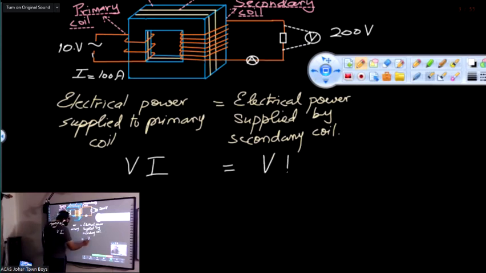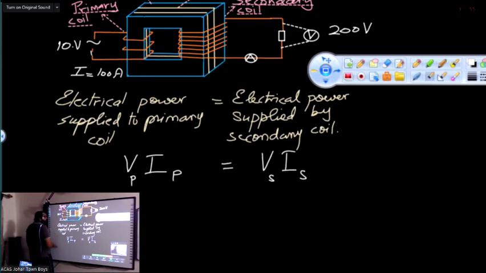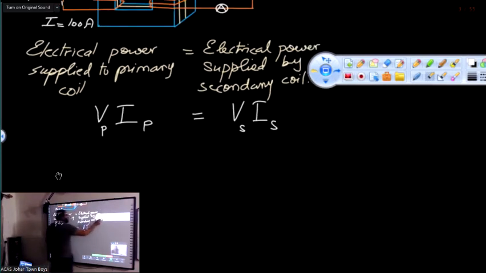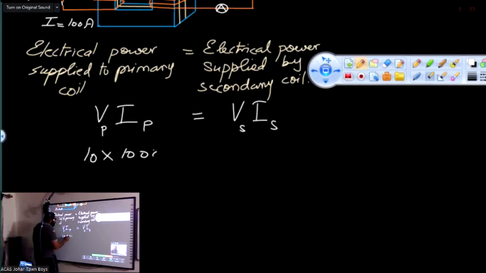जो इलेक्ट्रिकल पावर ये सप्लाई कर रहा है वो भी हमारे पास VI होगी। बस फर्क क्या होगा कि इधर I can write VP IP, that's a primary coil voltage and current, और इधर I'm going to write VS IS, that is the secondary coil voltage and current. Now, if I have this value over here, which is 10 times 100, so answer comes out to be 1000. So that means that power is 1000 watt.